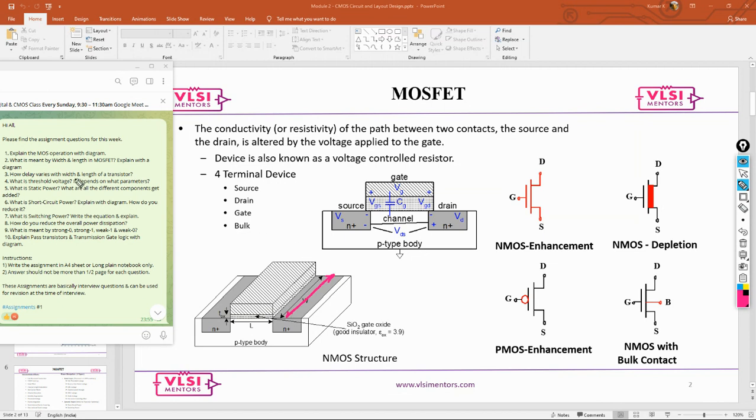And the next one is how delay varies with width and length of a transistor. I think we discussed it, right? So how delay varies: if your L decreases, your delay decreases. So delay is directly proportional to L. Now in case of width, when width increases, your delay decreases.